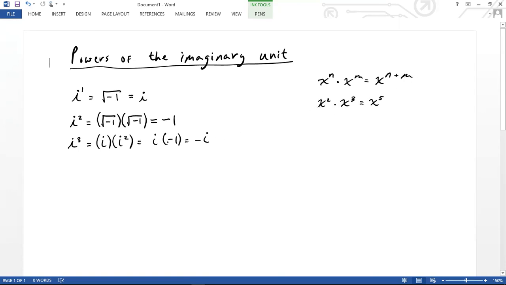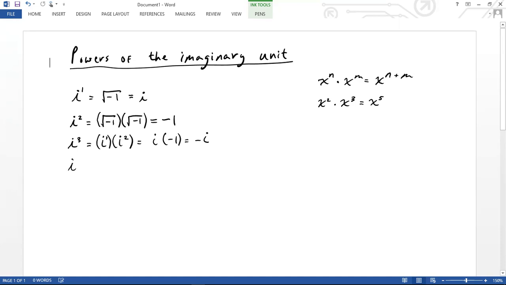Okay? So that's what I did here. i to the third is the same as i to the first times i squared. Okay, because 1 plus 2 is 3.